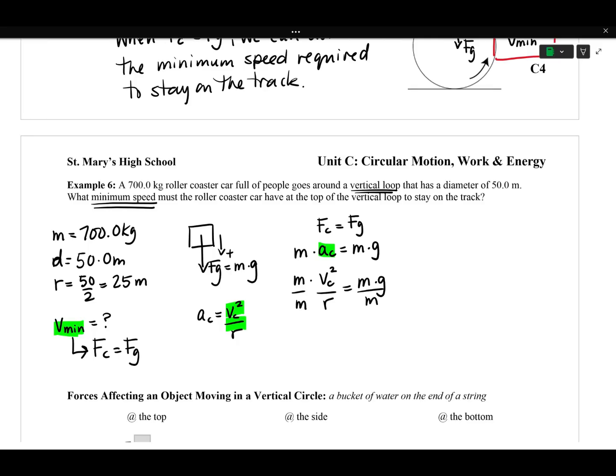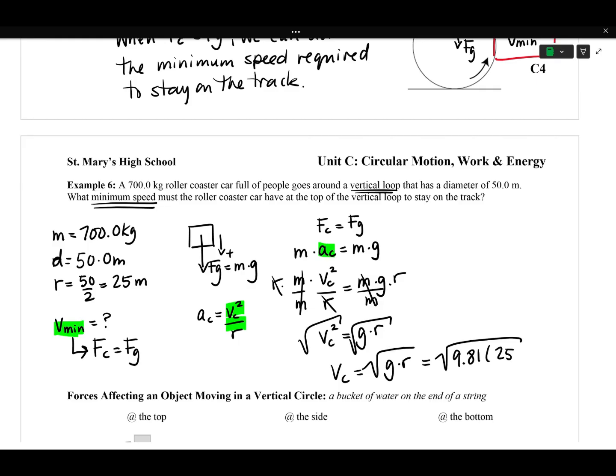Now I'm going to isolate for my speed. So I'm going to divide by m. I'm going to multiply by r. The m's cancel on the left and the right. The r's cancel on the left. So I'm left with my circular speed squared is equal to the acceleration due to gravity times the radius. We are going to square root both sides. So now my circular speed will be the square root of acceleration due to gravity times the radius.